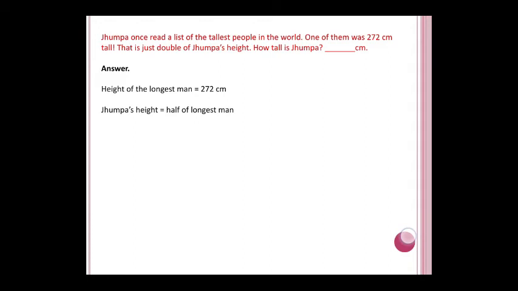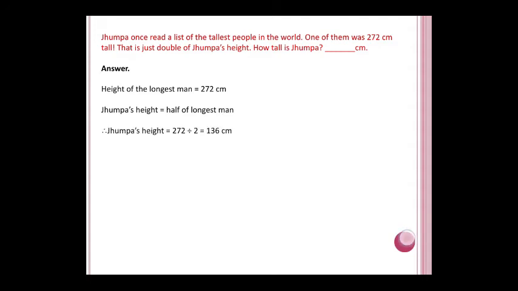Jampa's height equals half of longest man, because see Jampa, what she is telling, his height is 272 centimeter, but Jampa's height is double of that man's height. So double of that man's height means what? That man's height you have to make it half. So half of the longest man.